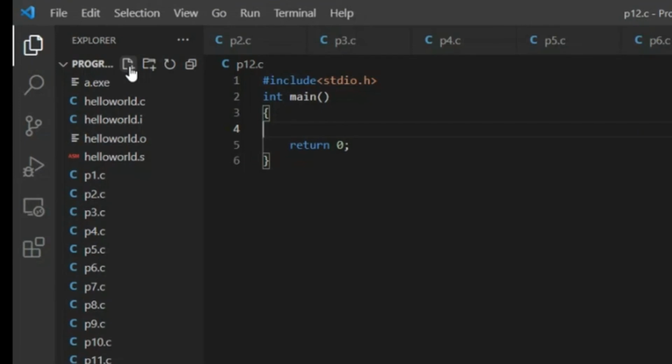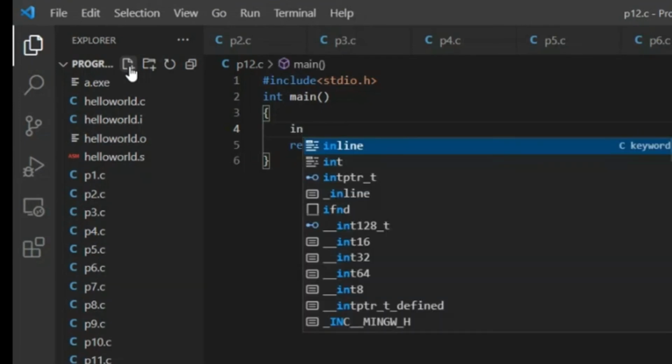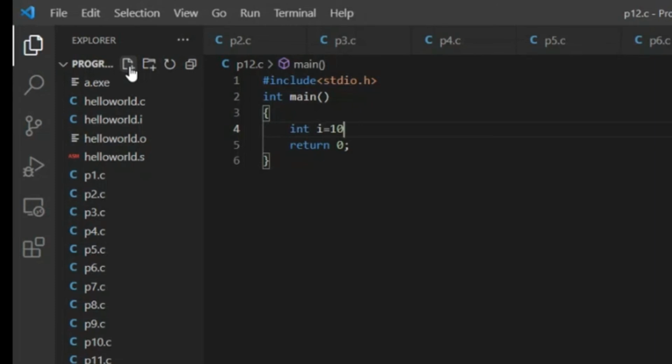So whenever you start a program, write down these things first. Then integer I is equal to 10, comma j is equal to 15, and I will take one more integer k.